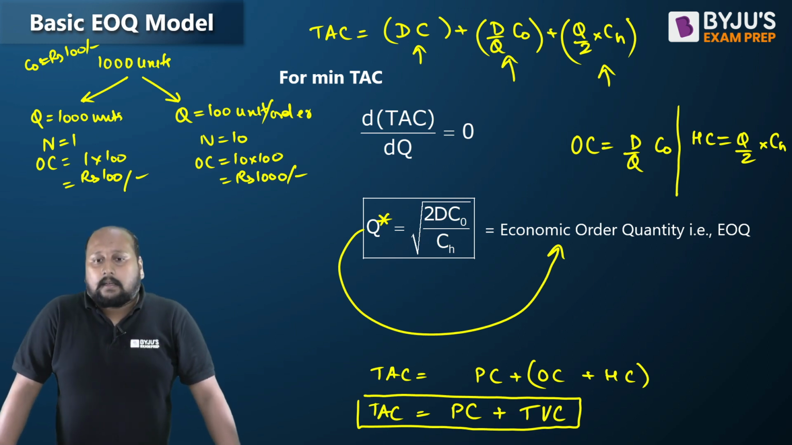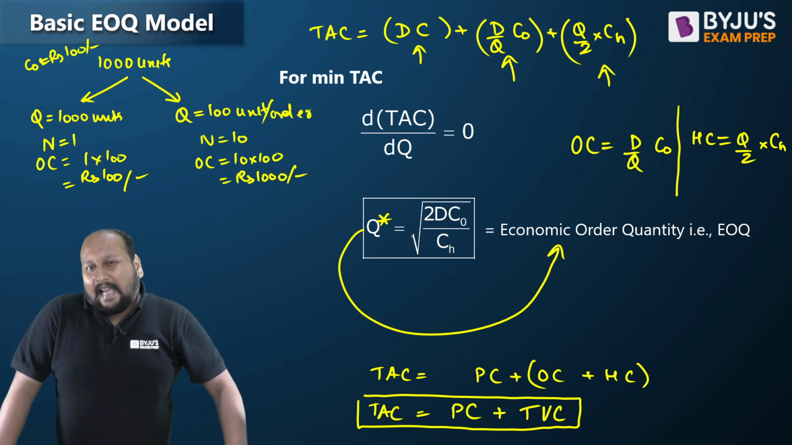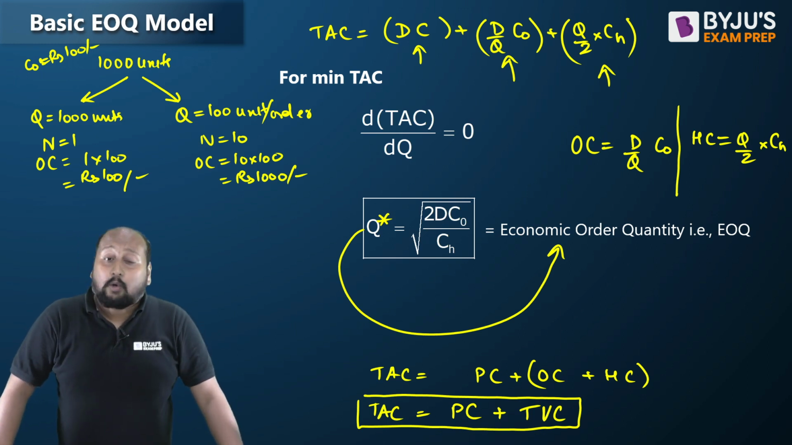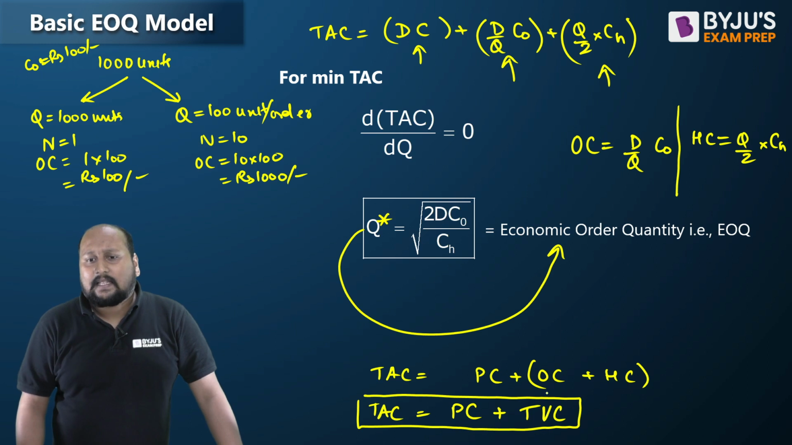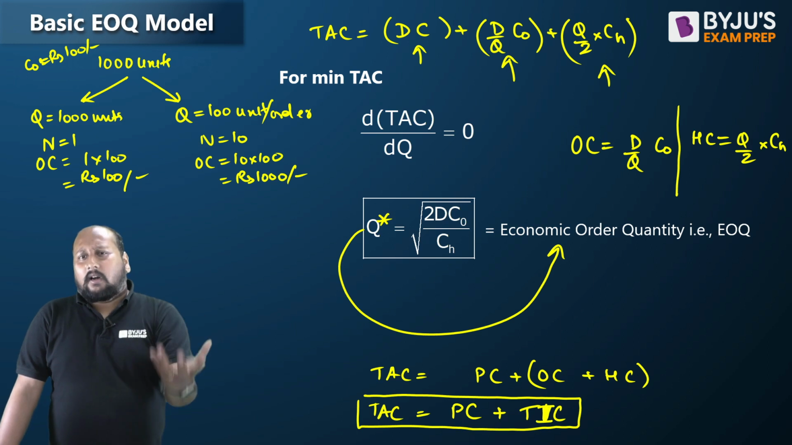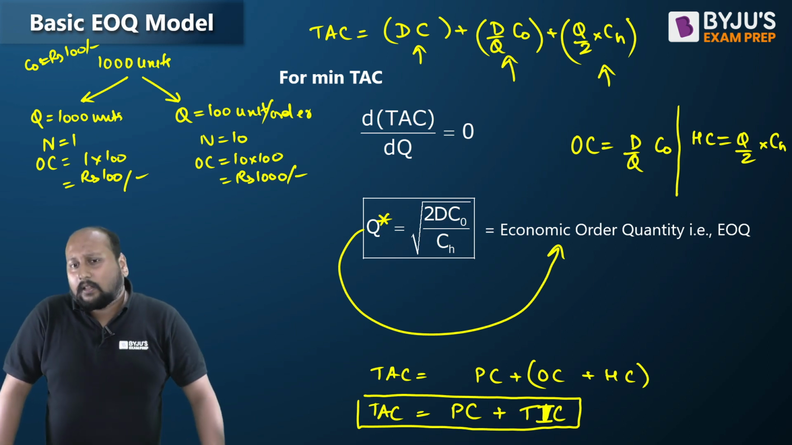That is the reason one of the costs that we can include over here is the total variable cost or total inventory cost. I can say TIC. Instead of TVC, we can write it as TIC, total inventory cost, because only ordering cost and holding cost depend on the inventory size.